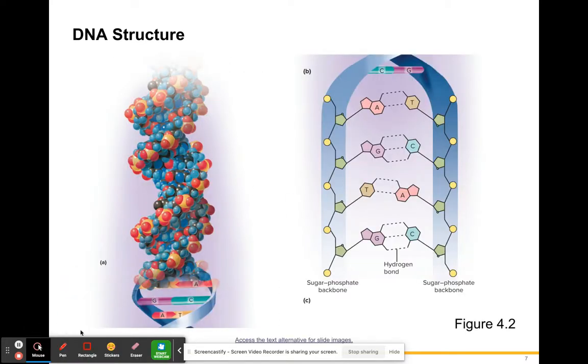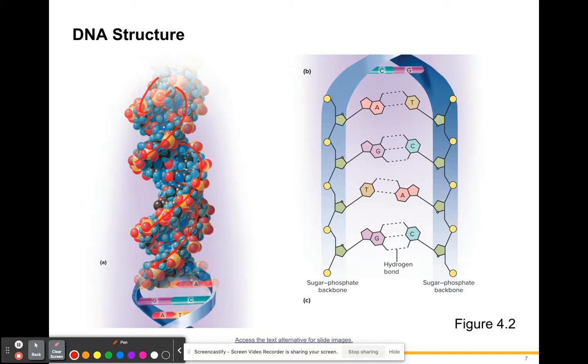So here's a picture of DNA, two pictures of DNA. This is like a ball and stick model that shows you the atoms in 3 dimensions with spheres. All these different colored spheres are different atoms. And it shows you the spiraling nature here.